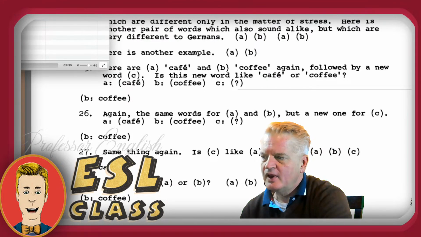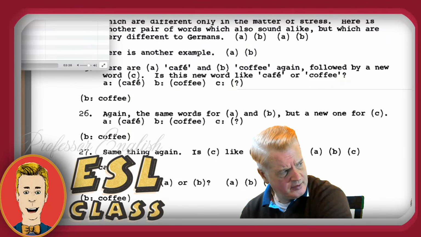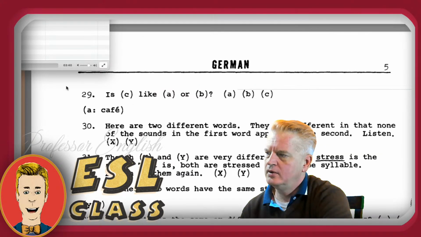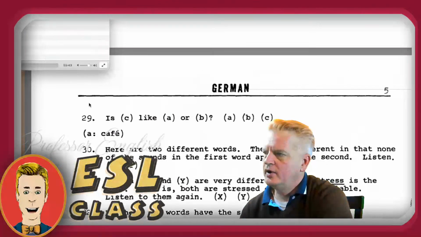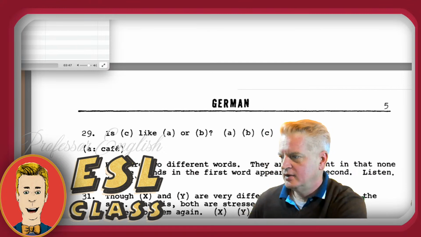28. Is C like A or B? Abend. That seems like it's the first syllable. So that would be like coffee, B. 29. Okay. Is C like A or B? Verstehen. Seems like it's the second syllable. So I guess I would say cafe. Yep. Cafe. Letter A.